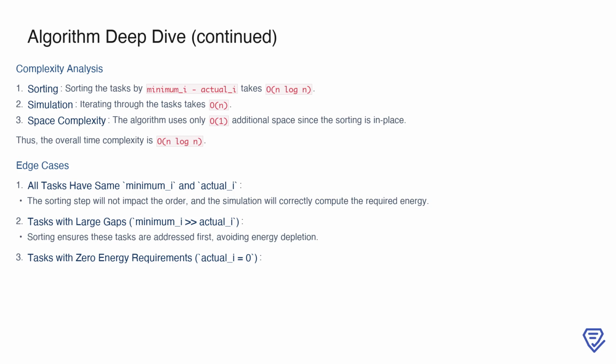Several edge cases are worth considering. If all tasks have the same minimum_I and actual_I, the sorting step will not affect their order, and the simulation will still compute the correct initial energy. For tasks where minimum_I is significantly larger than actual_I, the sorting step ensures these tasks are prioritized, preventing energy depletion. Finally, tasks with zero energy requirements, where actual_I equals 0, do not affect the total energy and can be safely ignored in terms of their consumption.